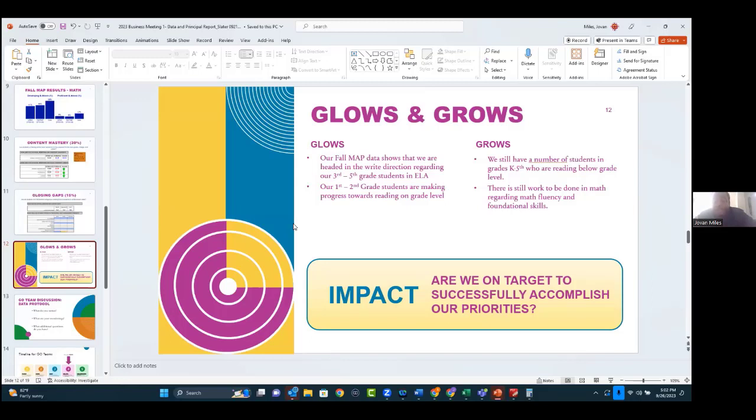And our non-tested grades are making progress toward reading on grade level. So some of the things that we're doing to ensure that the K-5 students are reading on grade level is, obviously, we have our tier 1 curriculum, but we also have Kendor, which is a phonics curriculum that we have extended out of the lower primary grades up through grade 5. The MAP data last year indicated we have a pretty sizable percentage of students who are not reading on grade level. So we extended those teaching to read strategies up through fifth grade.